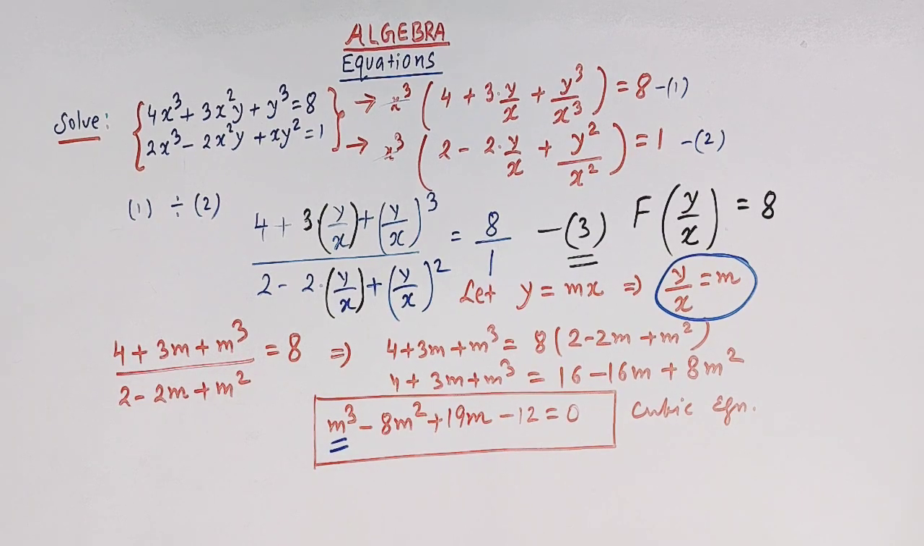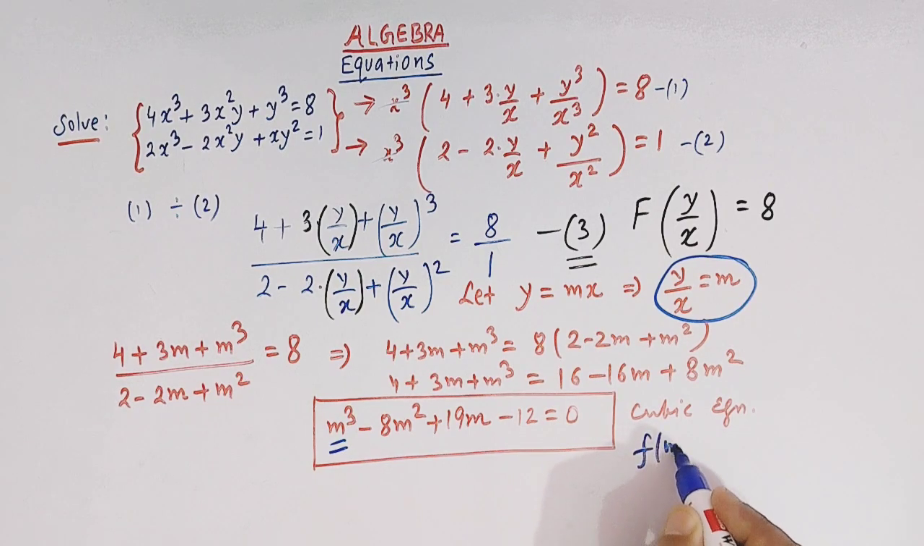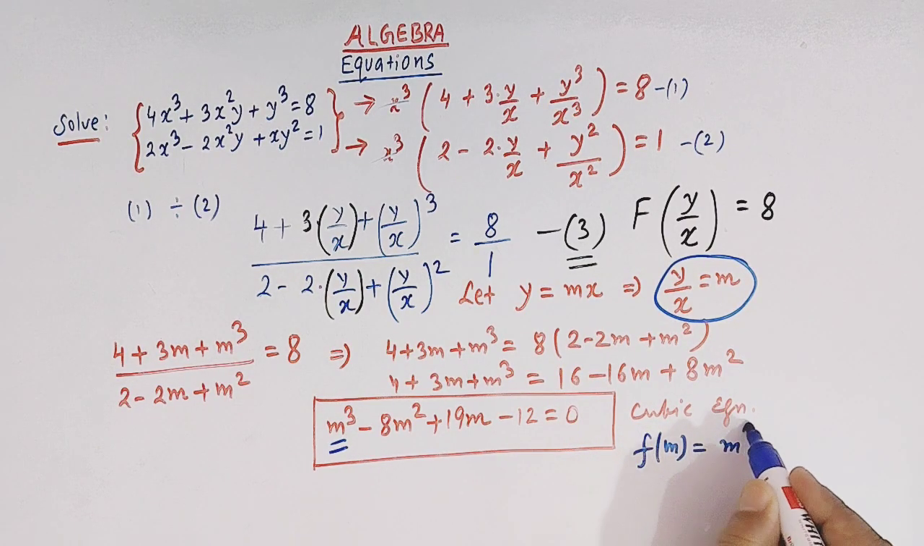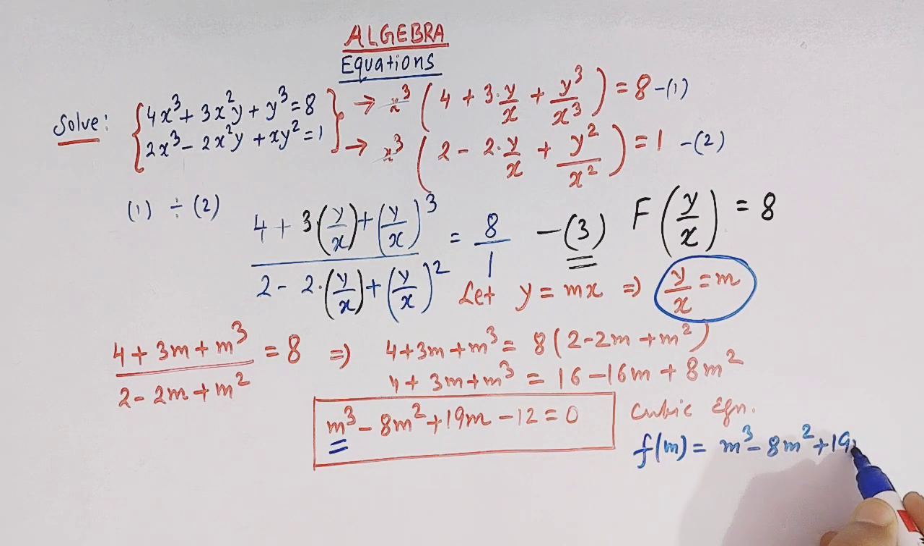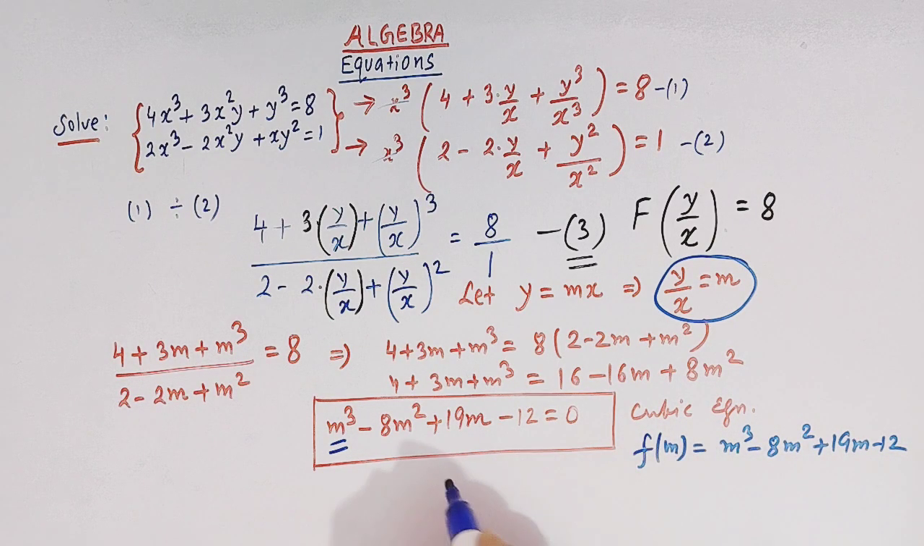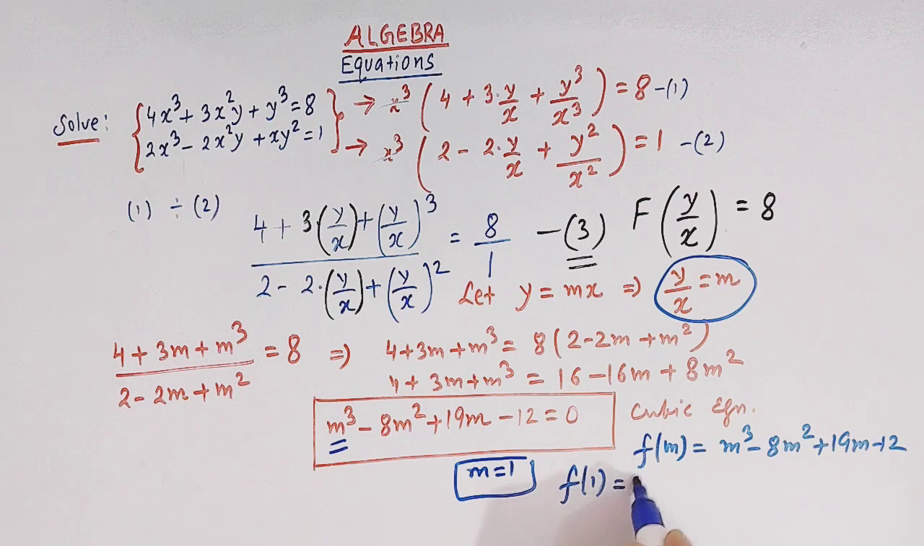the factor theorem. So now let us consider the polynomial f of m, that is m cube minus 8m square plus 19m minus 12, right? So now by hit and trial or the guess method, we can see that if we take m is equal to 1, then f of 1 is equal to 0, right?